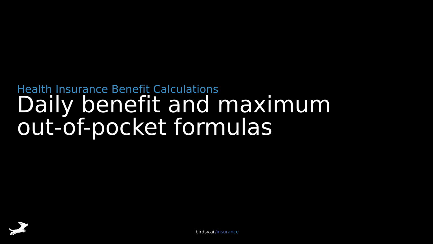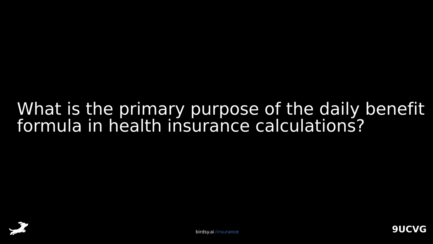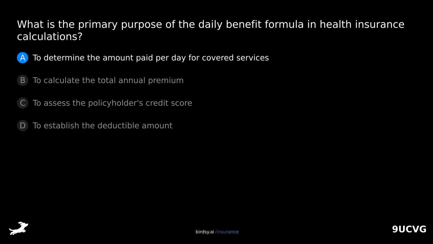Daily benefit and maximum out-of-pocket formulas. What is the primary purpose of the daily benefit formula in health insurance calculations? Is it A, to determine the amount paid per day for covered services, B, to calculate the total annual premium, C, to assess the policyholder's credit score, or D, to establish the deductible amount? The answer is A. To determine the amount paid per day for covered services.